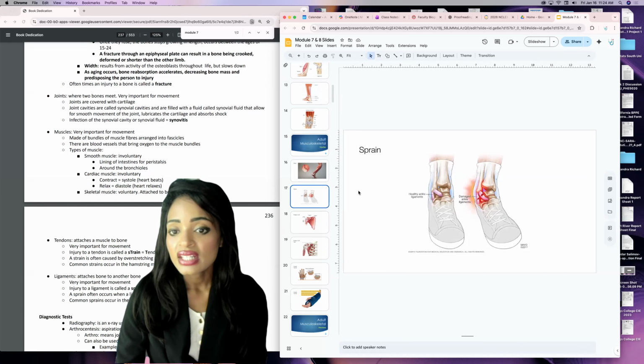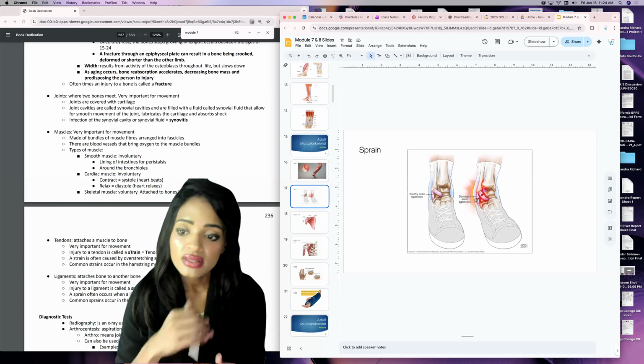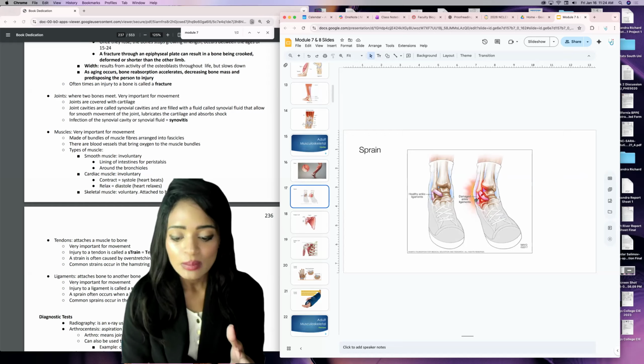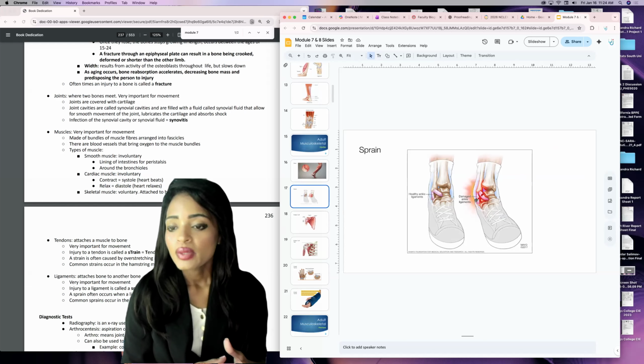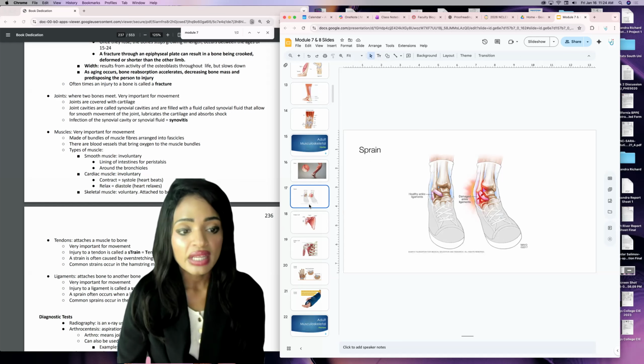Then we learned that a sprain is an injury to a ligament. So this ligament here connects the bones of the fibula, okay, to the bones of your ankle. And so as we can see here, probably this person stepped wrong at an improper angle and tore their ligament. And so this is what we would call a sprain.